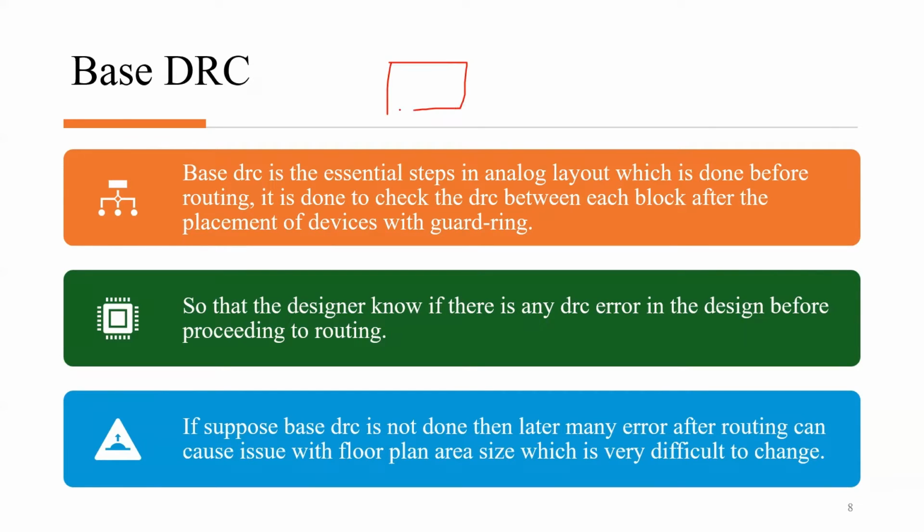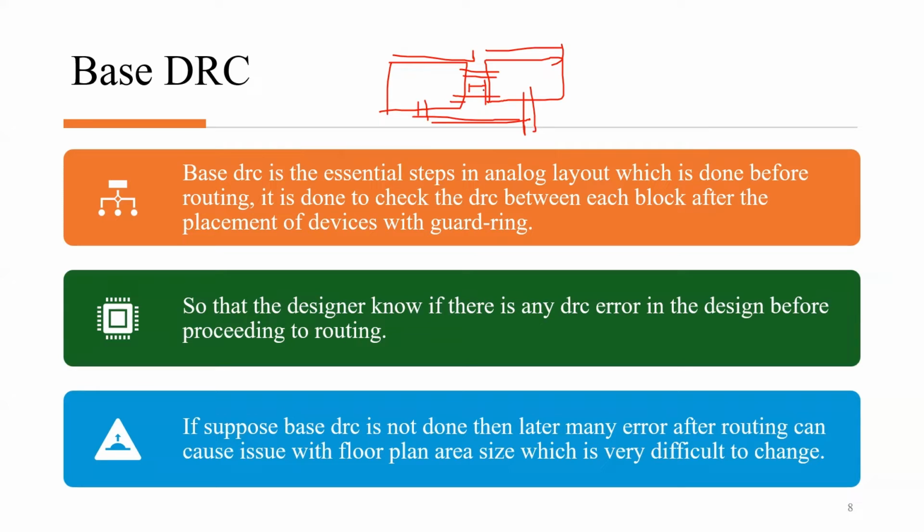I'll give an example. Suppose these are two blocks, and there is some space between them. This space is not according to the design rule checks. Now you have done the routing, so the routing is done.